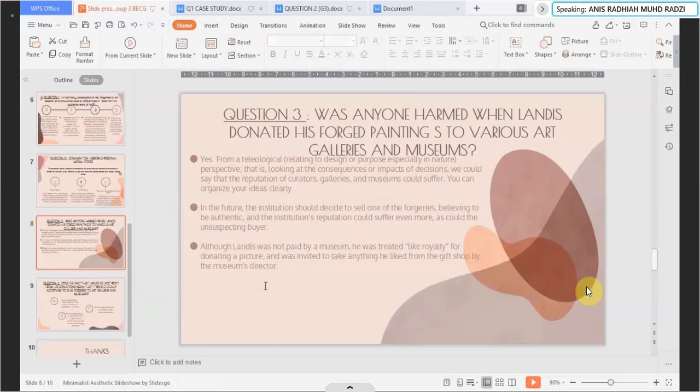A New Yorker article reported that although Lord Landis was not paid by a museum, he was treated like a royalty for donating a picture and was invited to take anything he liked from the gift shop by the museum director. So the museum did suffer monetary losses as a result of the deception. At another museum, art by Renoir was displaced to make room for one of Landis forgeries. So the museum may have disappointed or lost patrons who come to see the Renoir. So I move to the next question, question 4.